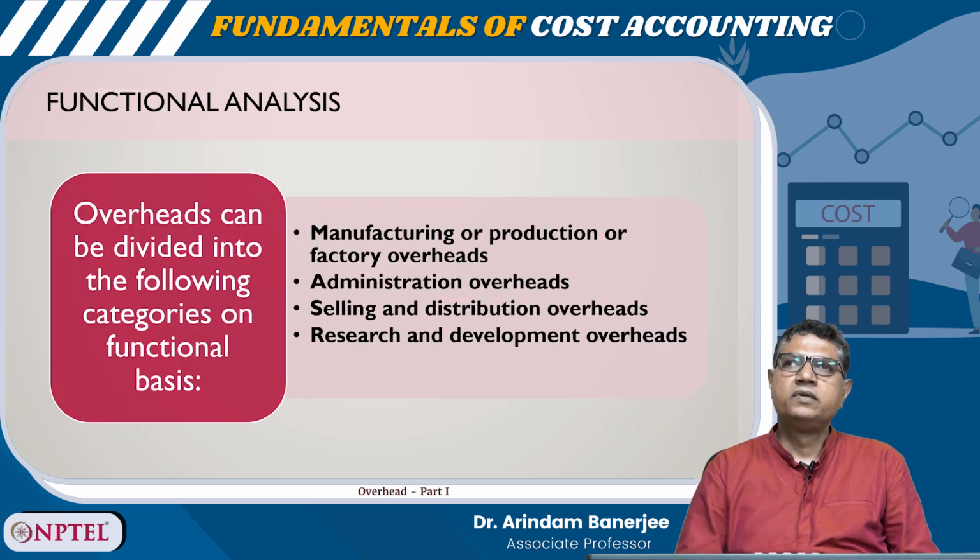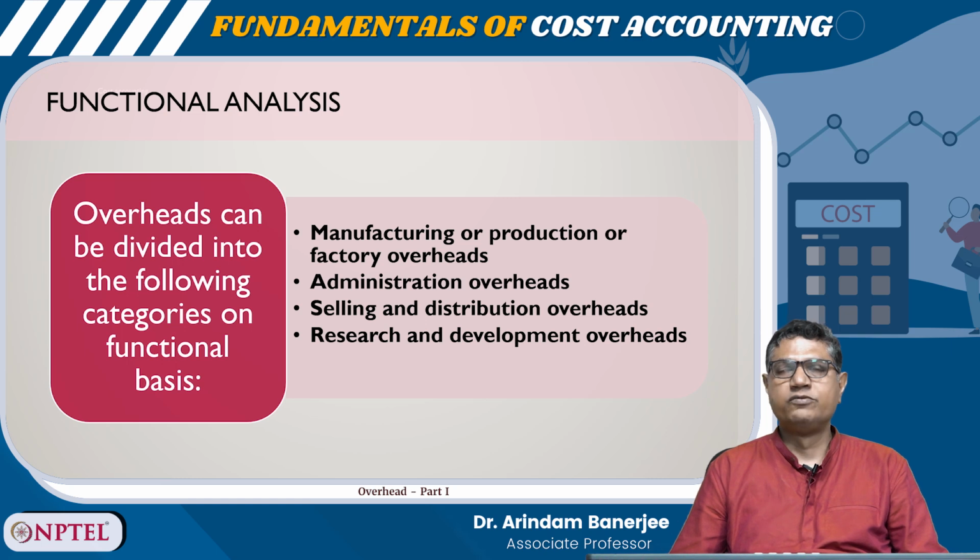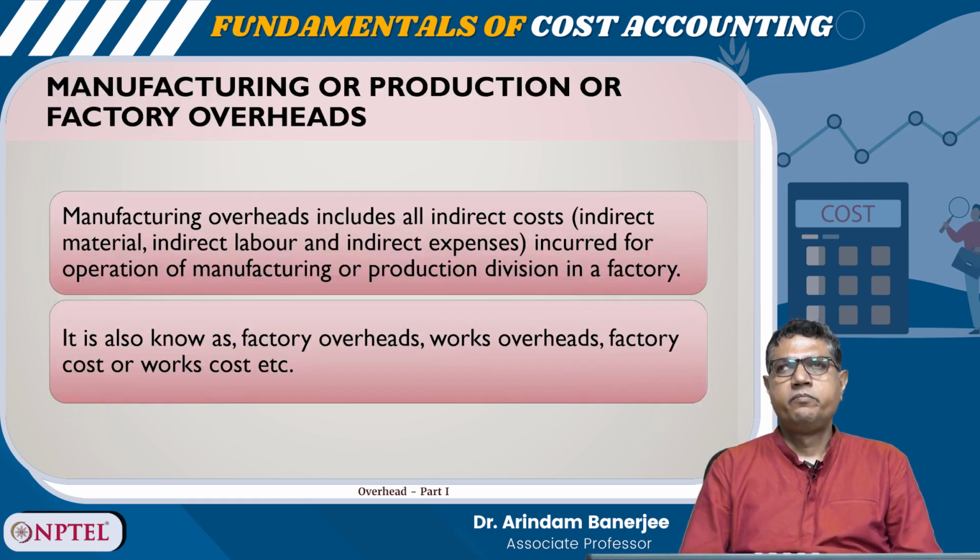Now, functional analysis. Overheads can be divided into the following categories on a functional basis: manufacturing or production or factory overheads, administration overheads, selling and distribution overheads, research and development overheads. So, on the basis of function, we can divide the total overhead under these sections. Manufacturing or production or factory overhead.